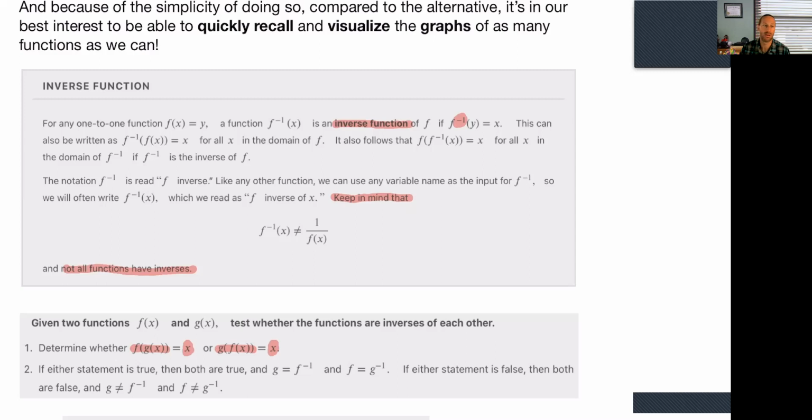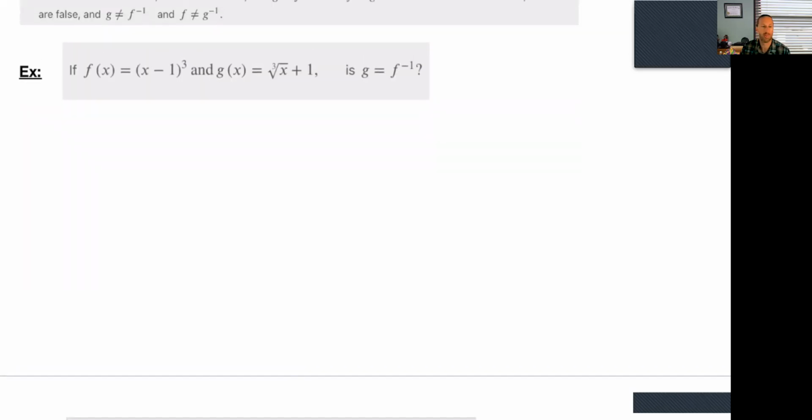And by doing the composition, f of g and then g of f, if they undo one another completely, and we get out exactly what we put in, we know that they are inverses of one another. Let's try an example of that.